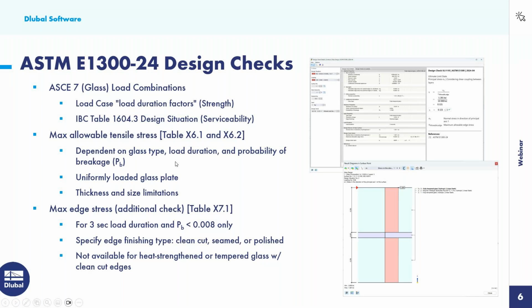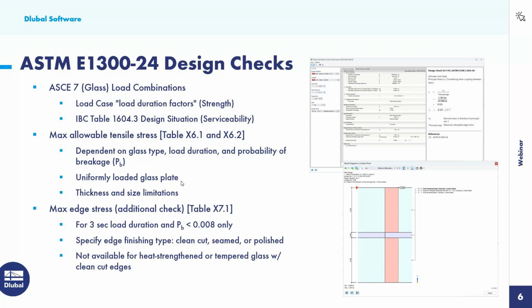Now, I would recommend that you reference the ASTM in this particular section because there are some assumptions here that are made, such as a uniformly loaded glass plate, or there are some limitations with thickness and size in order to calculate these max allowable stresses. So if you don't fit into these particular criteria or recommendations, then you would want to use your engineering judgment if perhaps maybe a general stress design, which is code independent, would be better within the program.